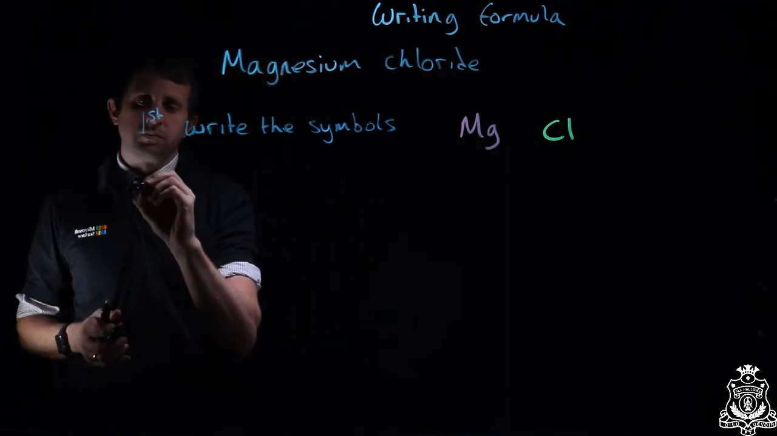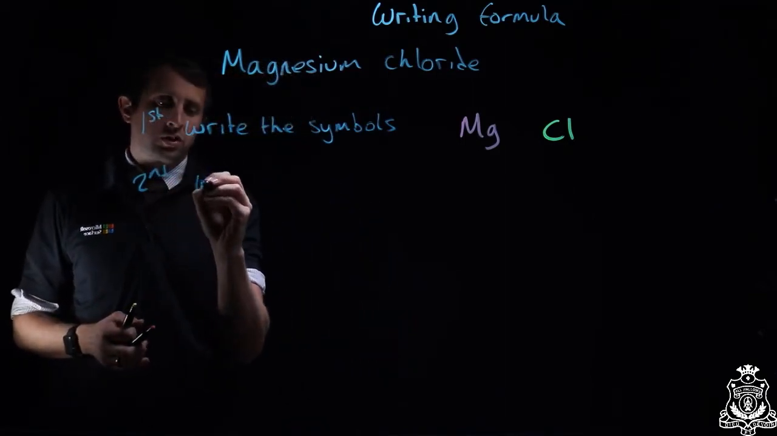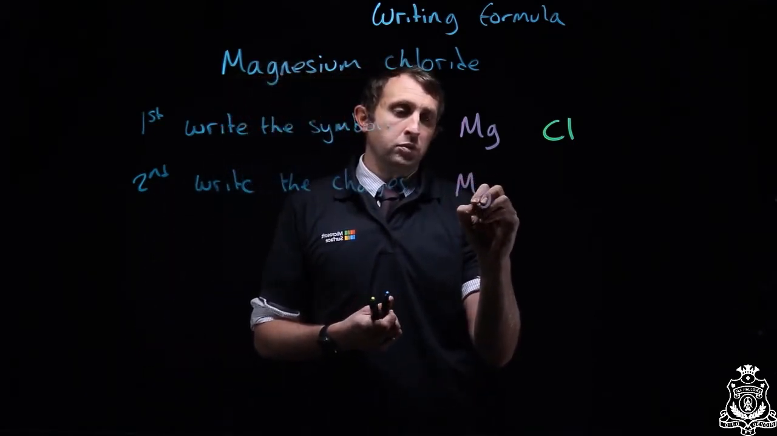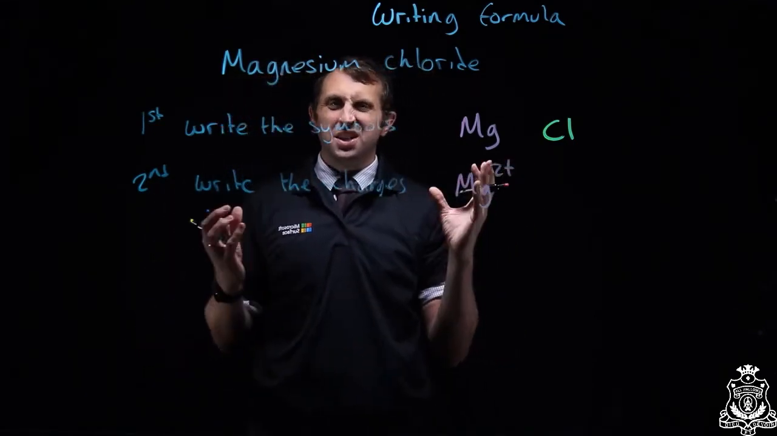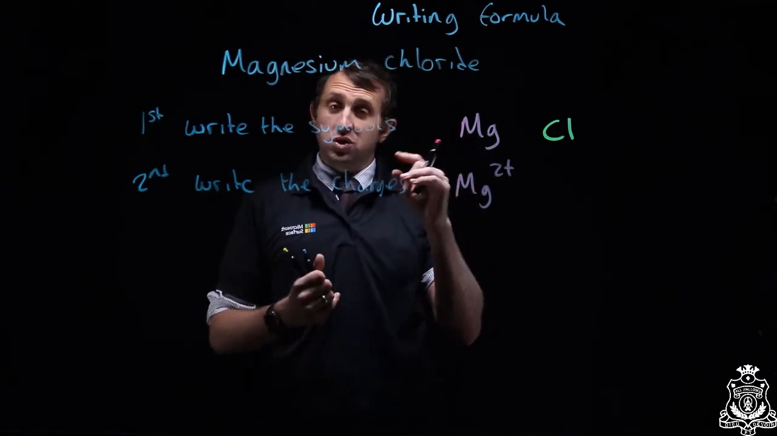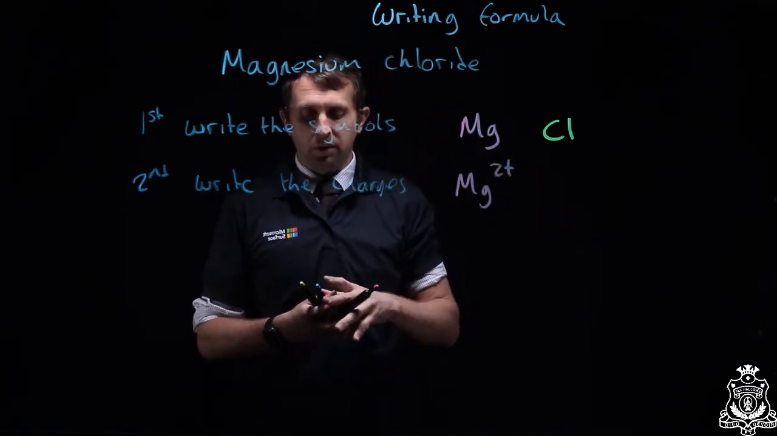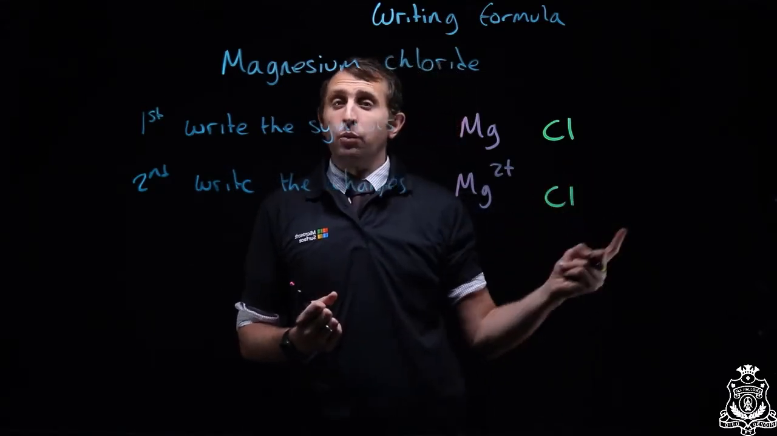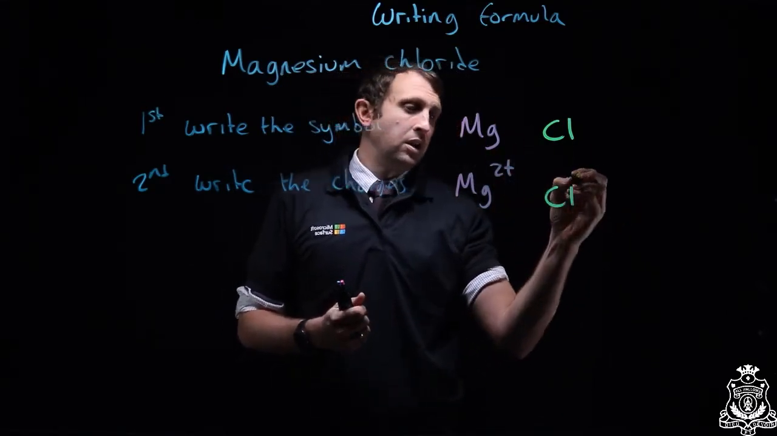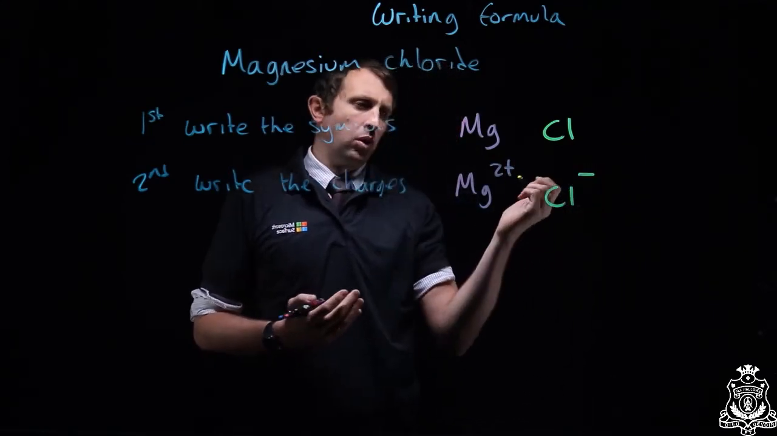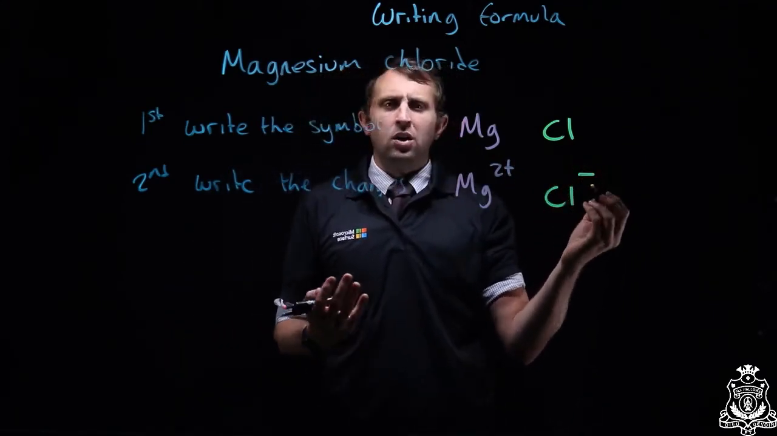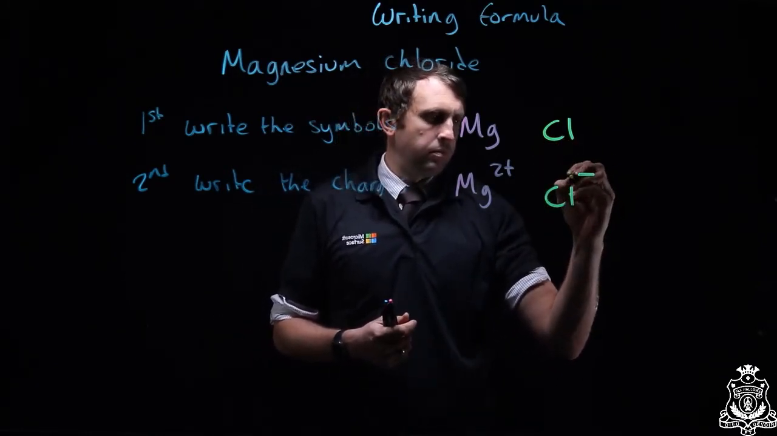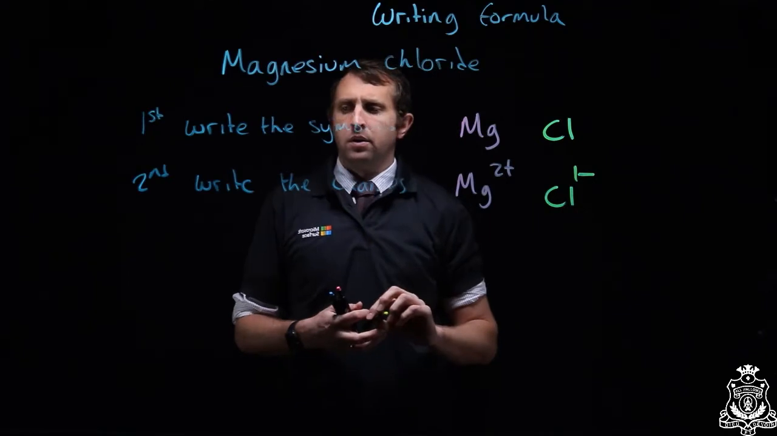Step 2, we write the charges. So magnesium forms 2+ ions. It's in group 2, has 2 valence electrons, so it's going to lose those, so it becomes 2 positive. Chlorine is in group 7, 7 valence electrons. It's going to gain 1 electron to have a full outer shell of 8, so it's negative 1. So we can write 1 there if we want, or we can just have negative.